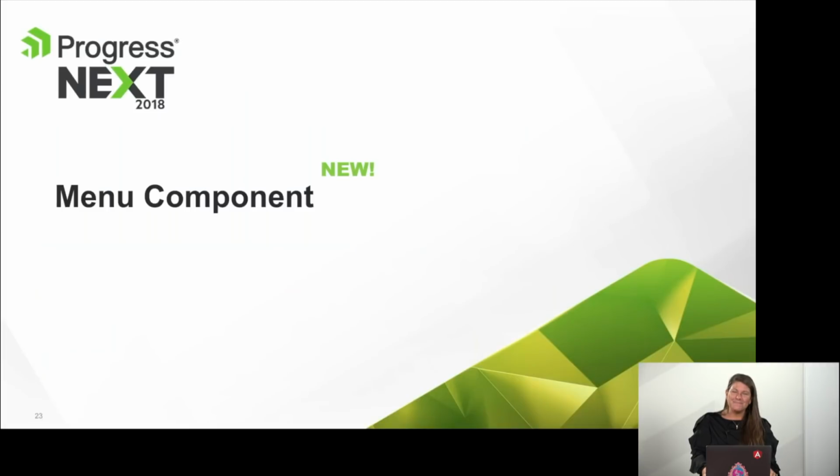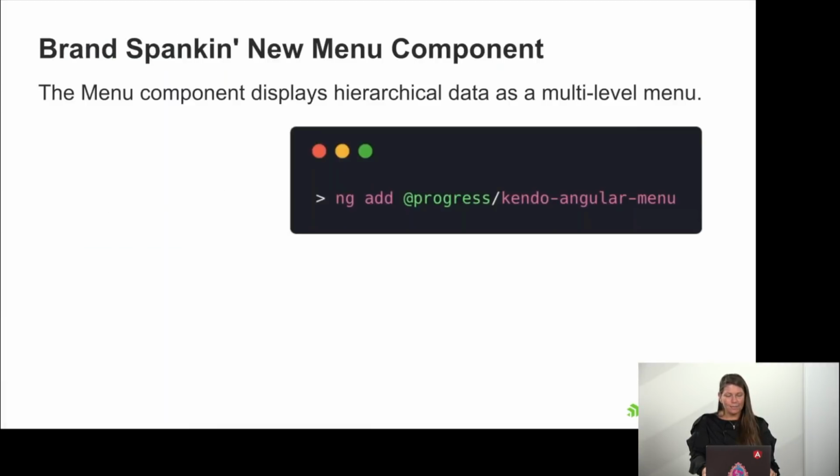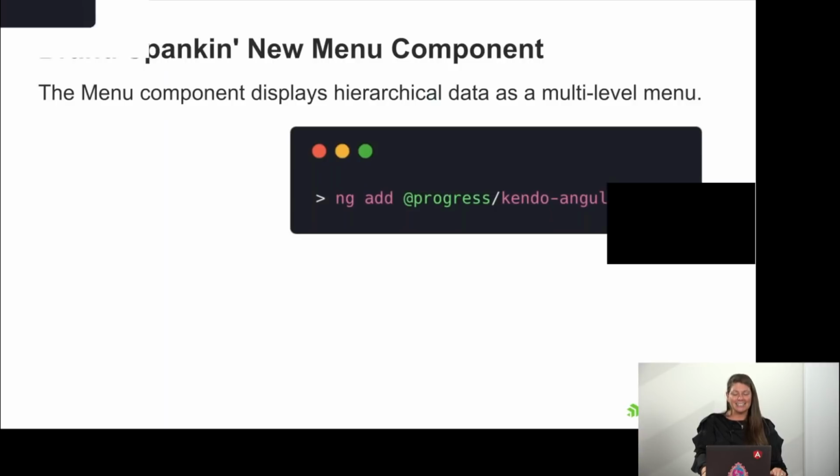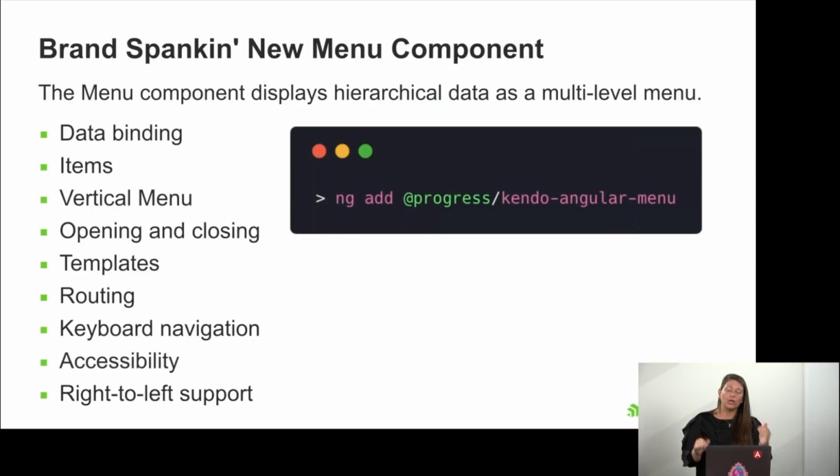The next one is the menu component. It's brand spanking new, which displays hierarchical, I can't even say that word. Hierarchical. Yeah. See, it's like a for me. Data as a multi-level menu. So of course, like I said, you can use ng-add to add it into your project, and it's going to offer so many things like data binding, items, vertical menu, et cetera, et cetera.